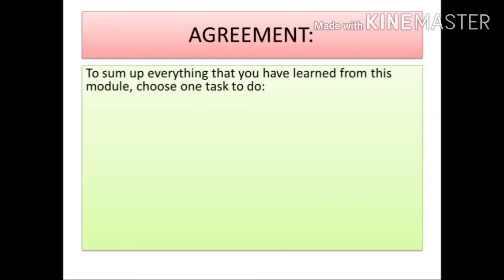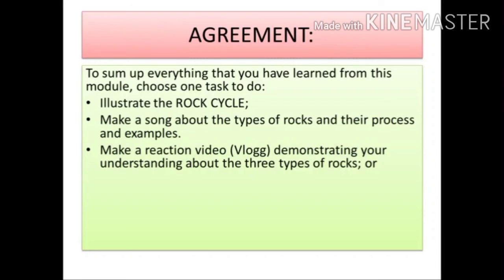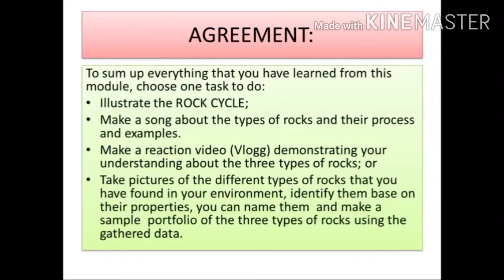To sum up everything that you have learned from this module, choose one task to do. Illustrate the rock cycle. Make a song about the types of rocks and their processes and examples. Make a reaction video or vlog demonstrating your understanding about the 3 types of rocks. Or, you may take pictures of the different types of rocks that you have found in your environment and identify them based on their properties. You can name them and make a sample portfolio of the 3 types of rocks using the gathered data. But please, wear your mask when you go out.